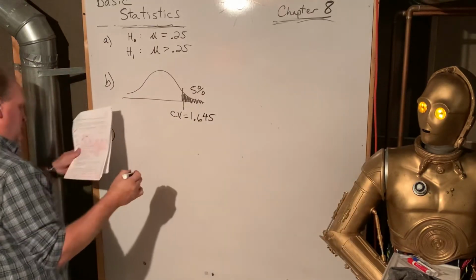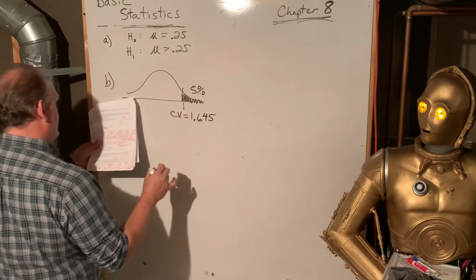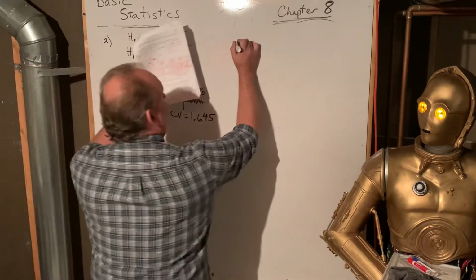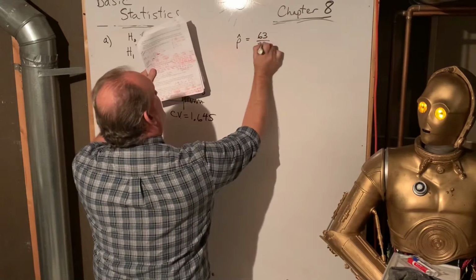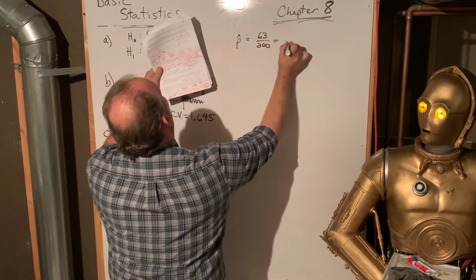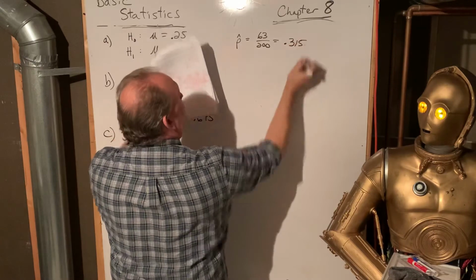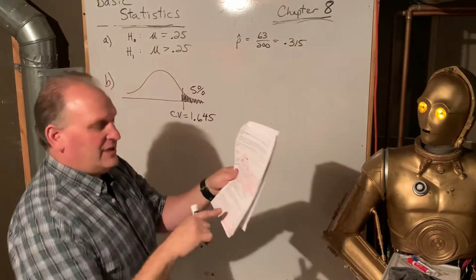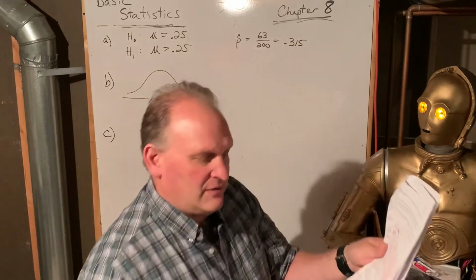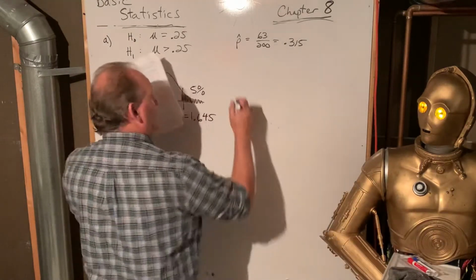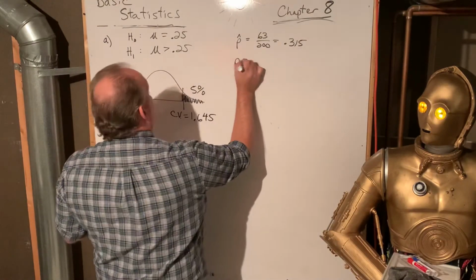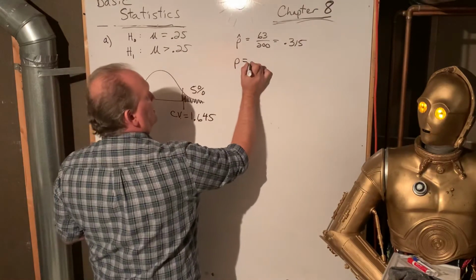Okay, so now C. We got to do a little work. P hat is equal to 63 divided by 200. That's 0.315. On the notes, I calculated Q hat, but you don't need it for this problem. You would need that if we were doing a confidence interval, but we're not.